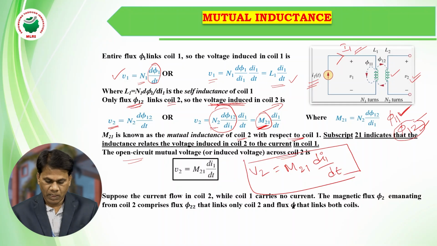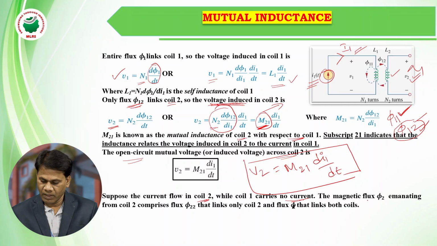Suppose current is flowing in coil 2 this time, while coil 1 carries no current. This time there is no current in coil 1; current is flowing in coil 2.